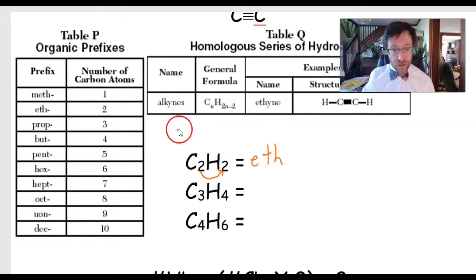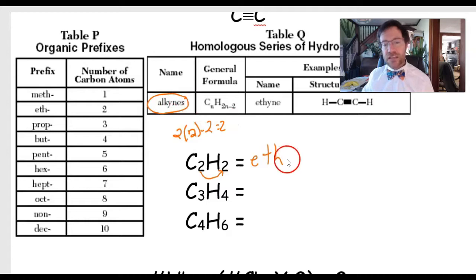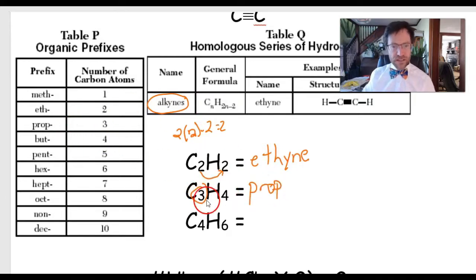So if n equals 2, it's going to be 2 times 2 minus 2. So 2 times 2 is 4. 4 minus 2 equals 2. Oh my gosh, look, we're at the alkynes. So this is Y-N-E, ethyne. 3 carbons, meth, eth, prop. 3 times 2 is 6, 6 minus 2 is 4. Oh, it's following this pattern, 2n minus 2. See how this is following the exact same pattern?